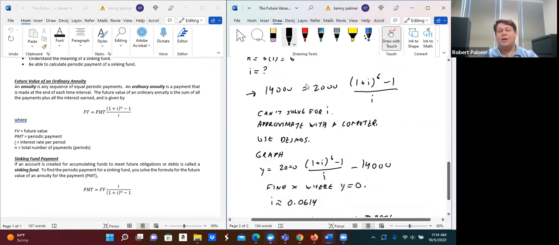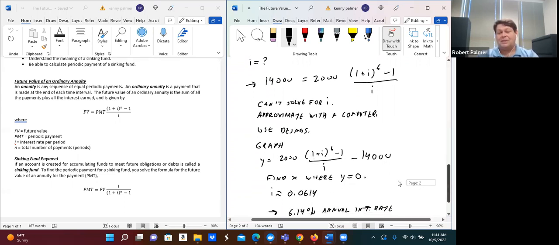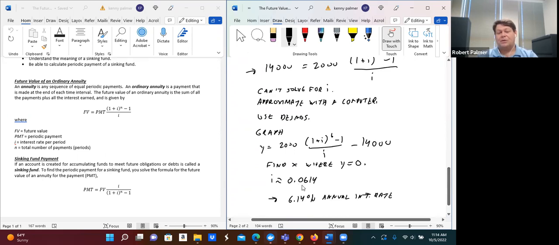Because once again, we're looking for where these things are equal. So what I did is subtract this from both sides to get this, and where this is 0 is where these are equal. That's what we look for in the graph. And the x that gave us that was about 0.0614. That tells us that the I that makes that happen is about 6.14%.